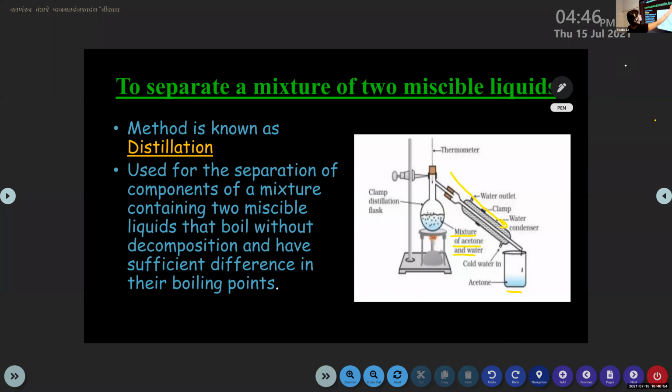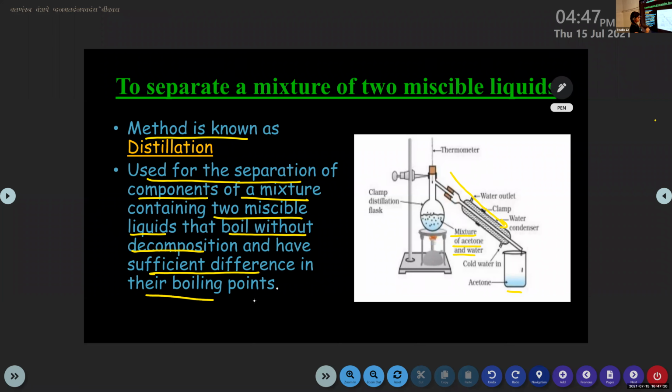To separate a mixture of two miscible liquids, the method is known as distillation. It is used for the separation of components of a mixture containing two miscible liquids that boil without decomposition, that means no change occurs to that substance, and have sufficient difference in their boiling points. So these are the conditions needed for the distillation process to occur.